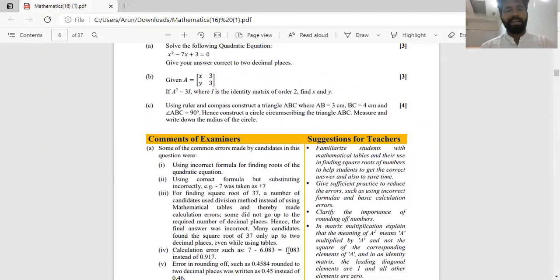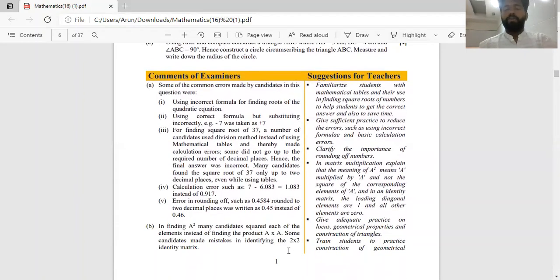Next question, again an easy one. It was from matrices. Given A is equal to [x 3; y 3], if A square is equal to 3I, where I is an identity matrix, you have to find the values of x and y. It is very simple. One of the most common errors that many students still make is that to calculate the value of A square, the square of the matrix, they just squared each and every term of that matrix, which is wrong. What you need to do is multiply A into A using the matrix multiplication method.